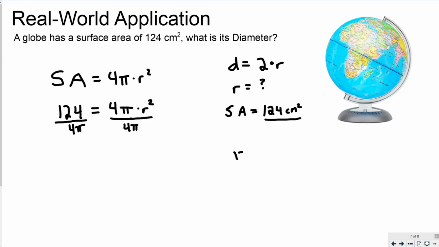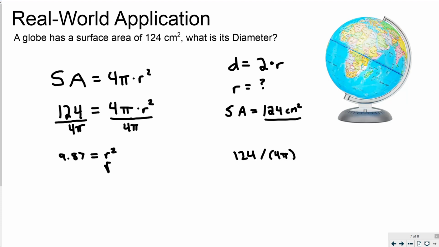So in my calculator, I would have typed 124 divided by parentheses 4 pi, because I want the calculator to do 4 pi instead of 124 divided by 4 times pi. So order of operations, and what I get is 9.8676. So we will round it to 9.87, which is equal to r squared.